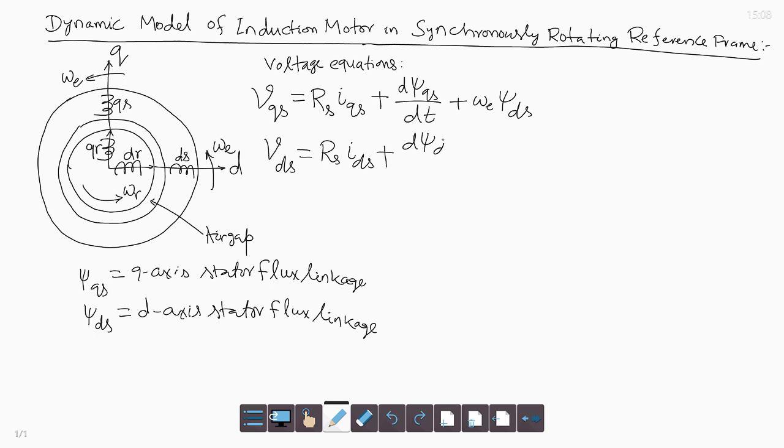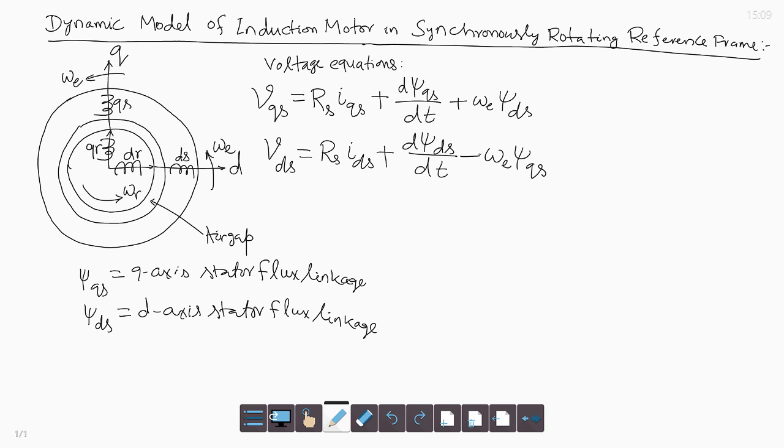Similarly, the voltage along the d axis stator coil, Vds, is Rs ids, the resistance drop, plus the transformer EMF along the d axis stator winding, d psi ds by dt, and the rotational EMF, omega e into psi qs, because psi qs is at 90 degrees with the winding, and this sign will be negative, because psi ds and psi qs are at 90 degrees. Rotational EMF due to one flux is positive, and rotational EMF due to the other flux is negative. Due to psi ds, the direct axis flux, it is positive, and the rotational EMF due to the quadrature axis flux is negative.